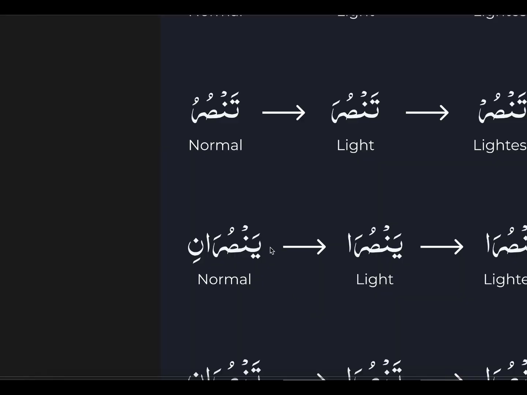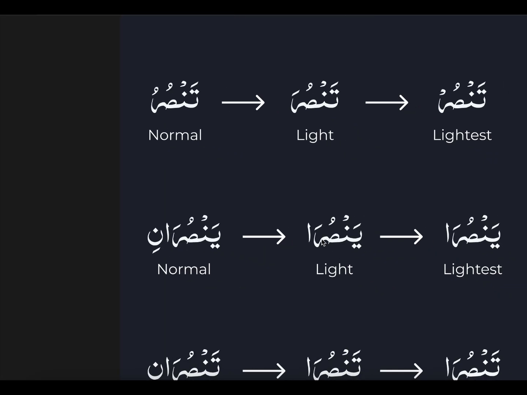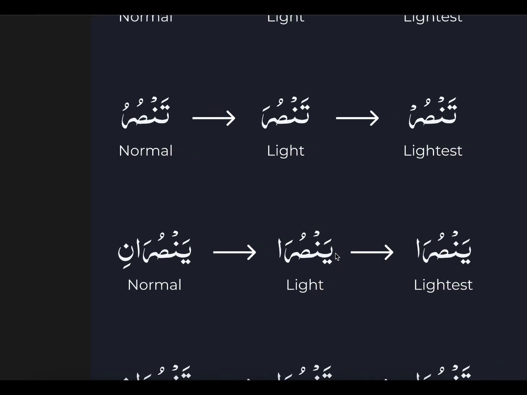Then we have yansurani. Yansurani is the normal version. How do I make it light? I just get rid of the noon. So yansura is the light version. How do I make it lightest? Do I add a sukun? No, I don't add a sukun in this case, because we just got rid of the noon. We have lost enough weight. So we are not going to lose any more weight. So it will stay as the light version.